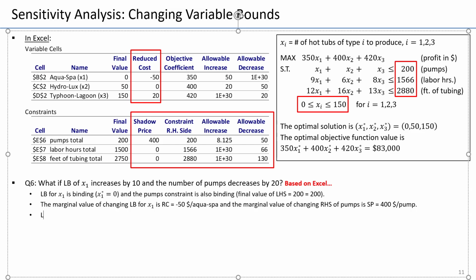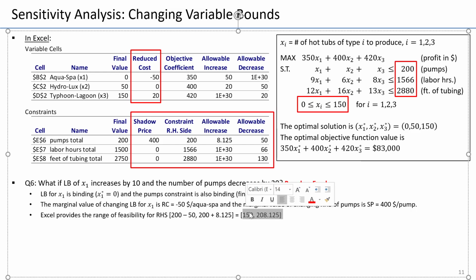So if I consider what are the ranges of feasibility, well, Excel provides the range of feasibility for the right-hand side, right? We see here in this second table that the right-hand side is 200 and the allowable decrease is 50, and so this is the minimum value of the range of feasibility. And then if I take the right-hand side 200 plus the allowable increase 8.125, I will get the range 150 to 208.125. So I could tell, for example, based on this range, that decreasing by 20, 200 will give me 180. It will be within this range. So I could use the shadow price if I were just to change the right-hand side.